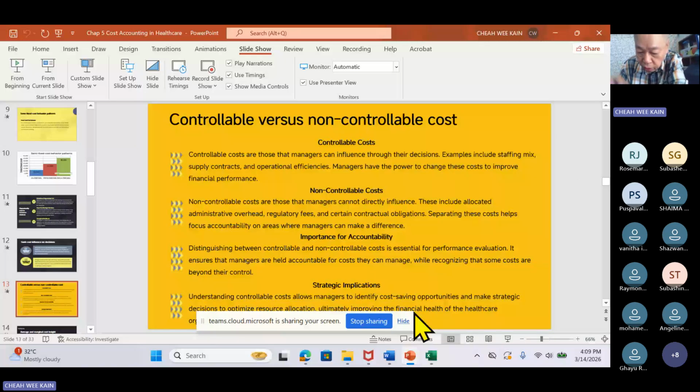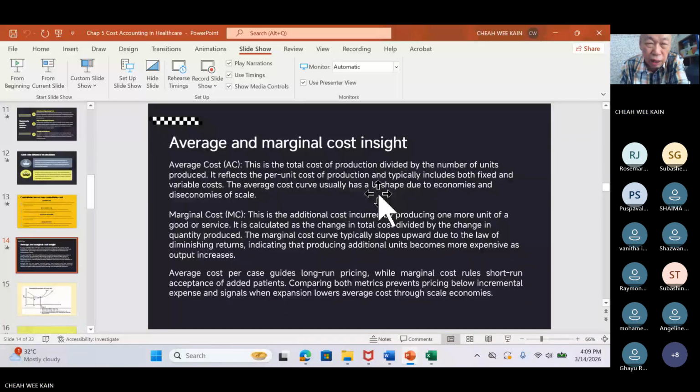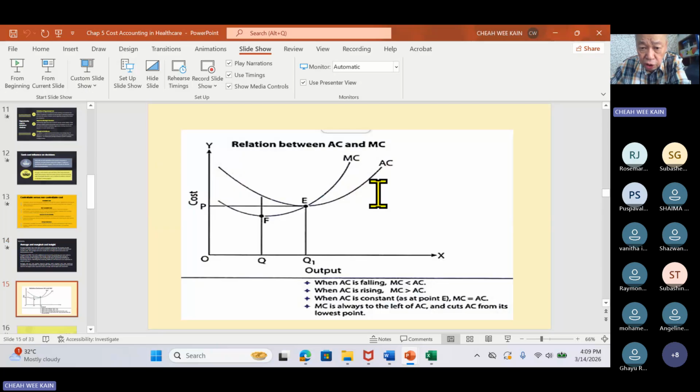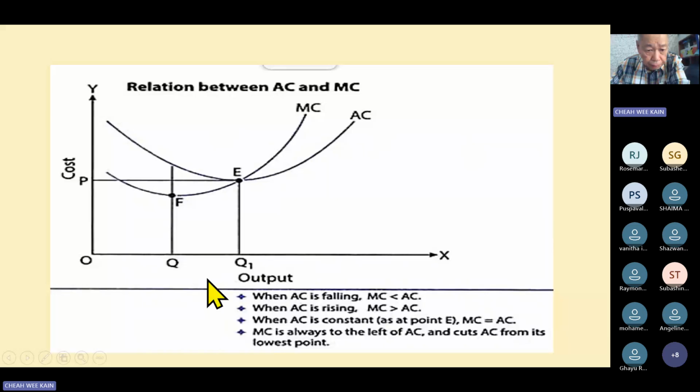So controllable, non-controllable, anything else? Average cost, marginal cost. Average cost, I think you know, no big deal, all of you. Marginal cost is the cost of making an extra 1 unit. Okay, so that's a relationship. This is the volume of output. This is the average cost.